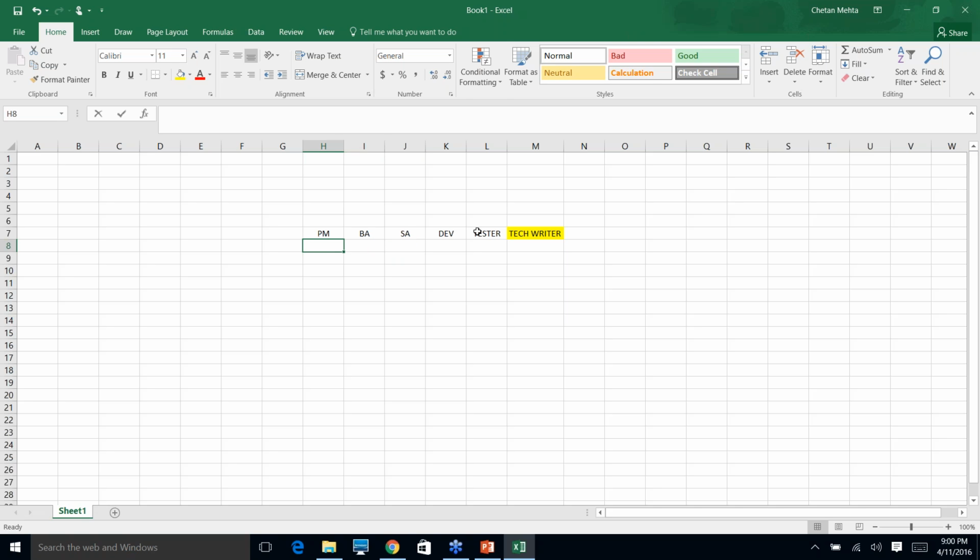So generally PM will be 1. You cannot have more than 1 PM. Now the BA will be maybe 2 or 3 depending on the complexity of the project. But there is a ratio here. If you see the industry ratio: 1 solution architect, 4 developers, 2 testers, and maybe 1 technical writer if you have.